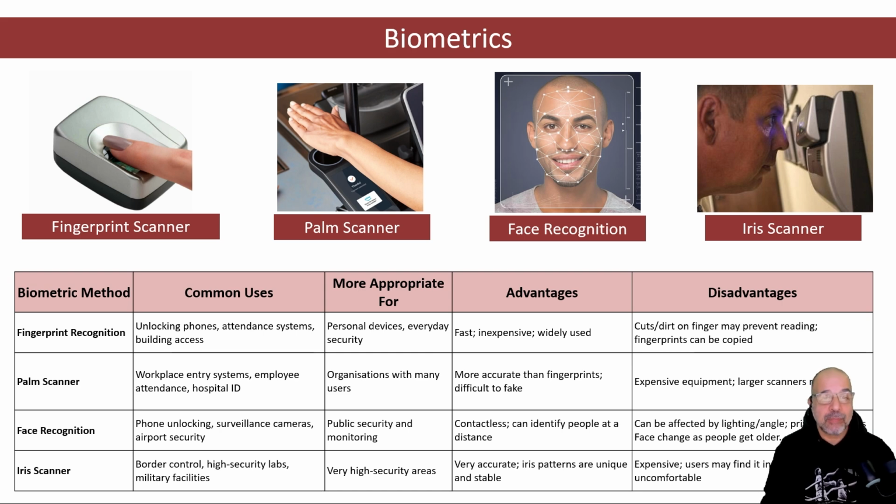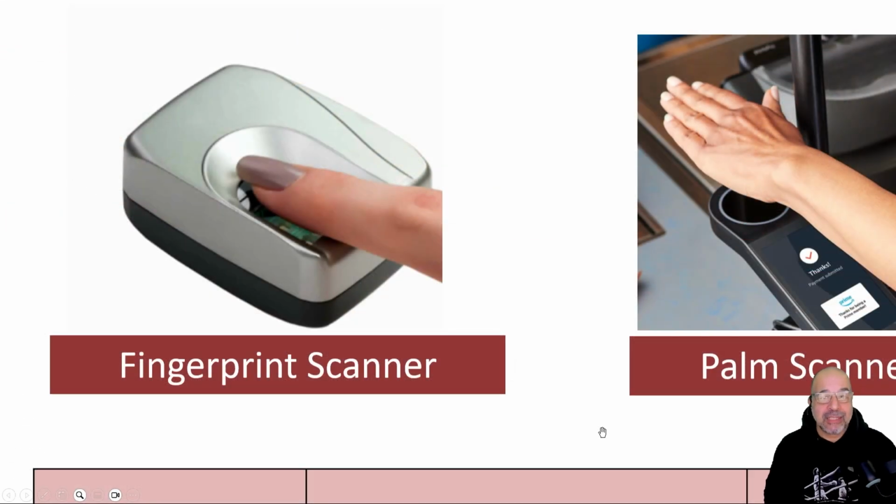Now, I've got for you a table over here as well, which covers the different types of biometric recognition methods, their common uses, what they're more appropriate for, advantages and disadvantages. So let's have a look at this very first one here. So the fingerprint scanner requires the user to scan their finger so that the scanner can identify the patterns on their fingerprint. It will check the pattern that it records of that fingerprint with a predefined record, a record which you have recorded in the past already.